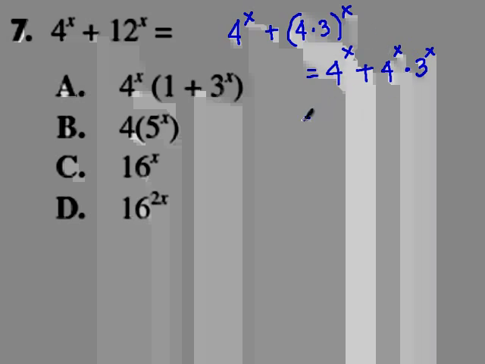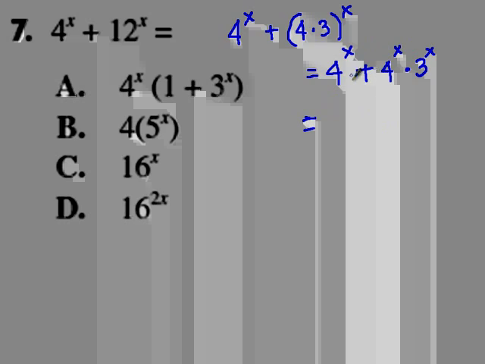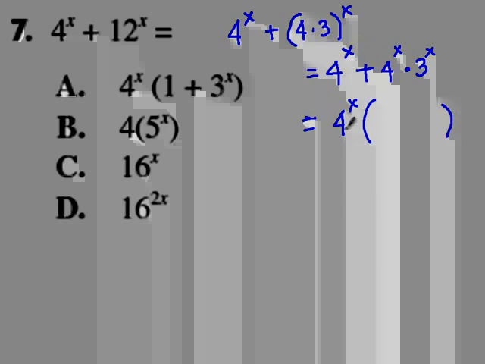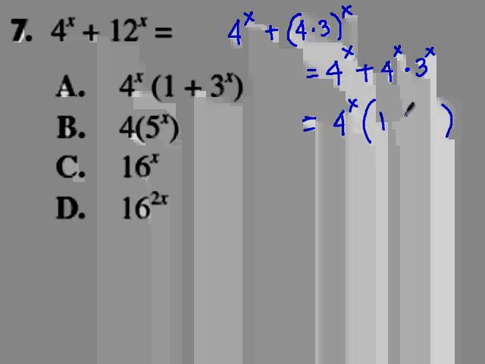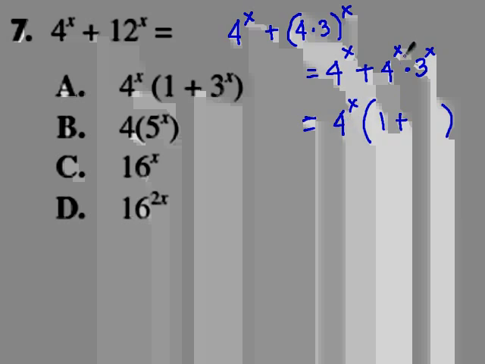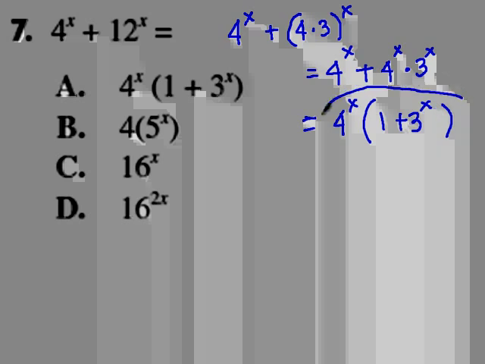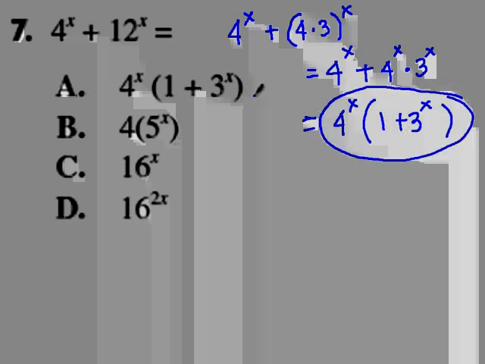And then there's a common factor of 4 raised to x times 4^x divided by 4^x is 1, plus 4 raised to x times 3 raised to x divided by 4 raised to x. We'll be able to cancel out 4 raised to x. What we'll have is 3 raised to x. And this form is now letter A.